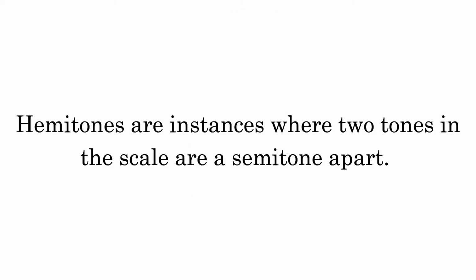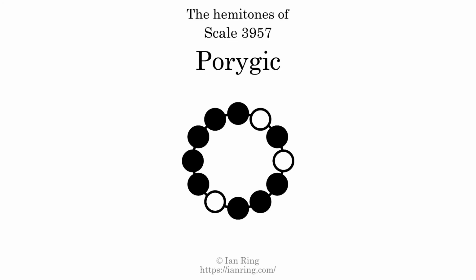Hemitones are instances where two tones in the scale are a semitone apart. This scale has 6 hemitones. They are at positions here, here, here, here, here, and here.